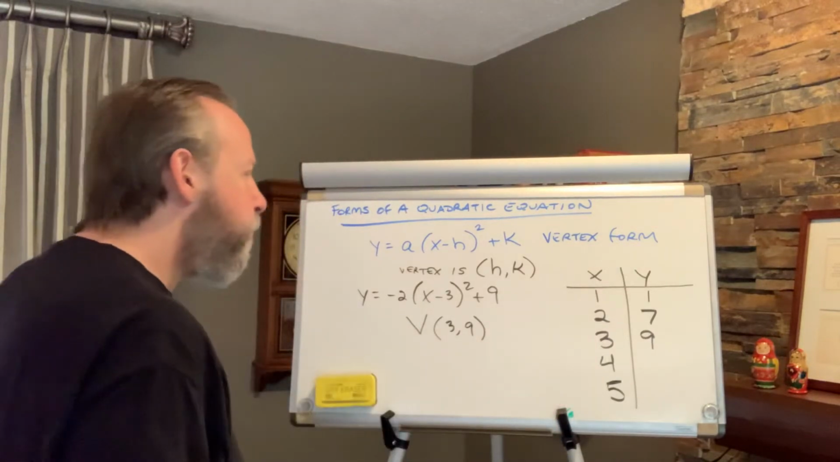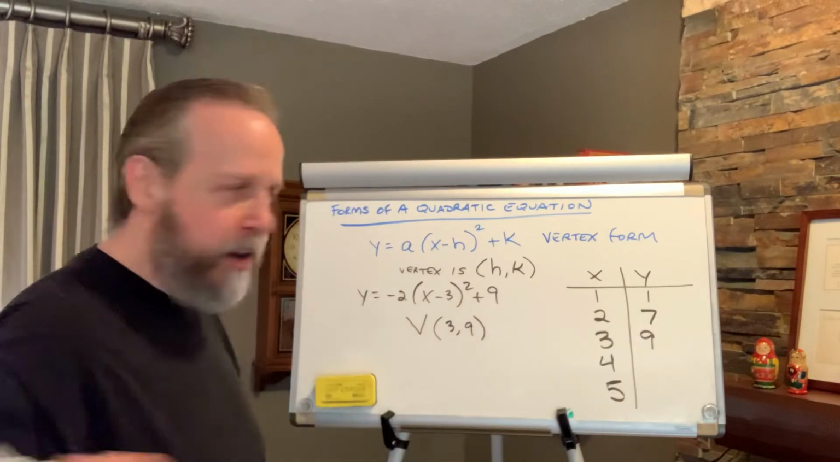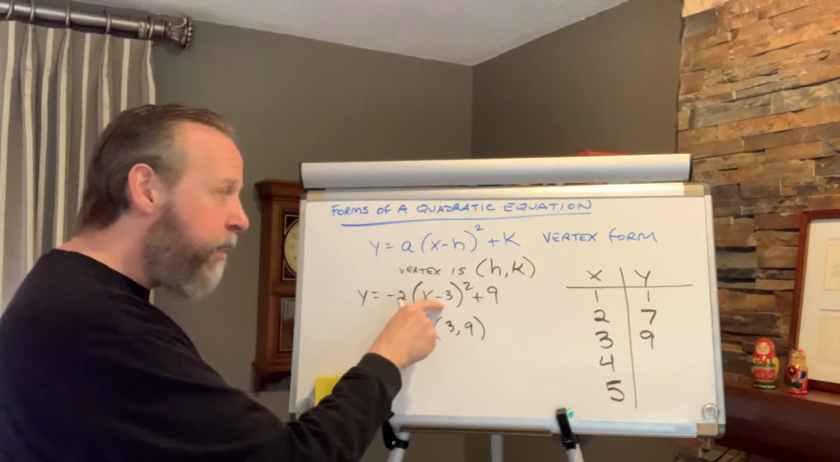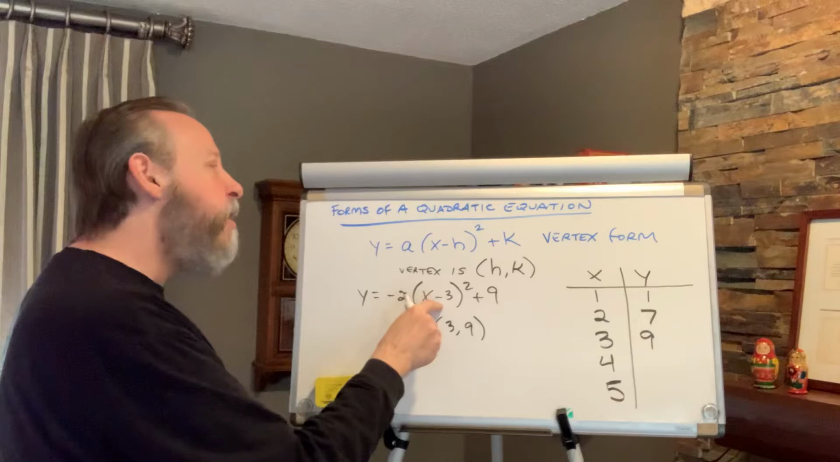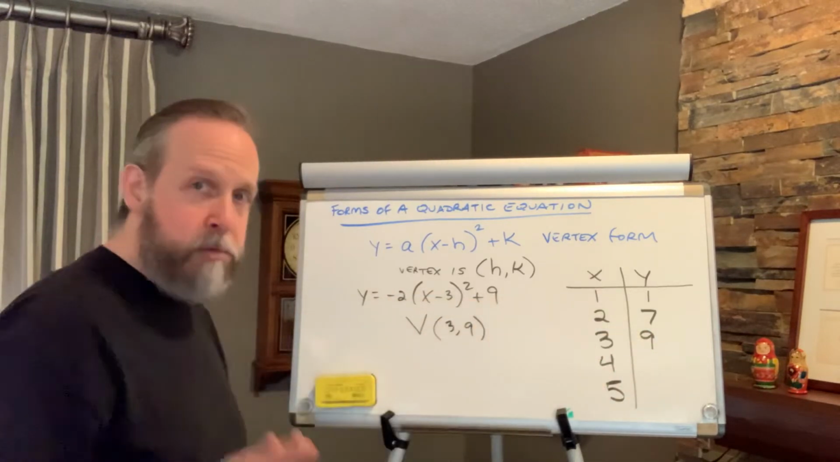Plug in the 4. If you want, plug in the 3. I mean, we already have the answer. It's supposed to be 9, but plug it in. 3 minus 3 is nothing. Nothing squared is nothing. Nothing times -2 is nothing. And nothing plus 9 is 9. So that was a good answer.